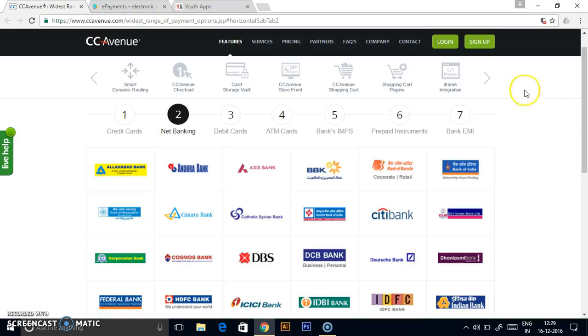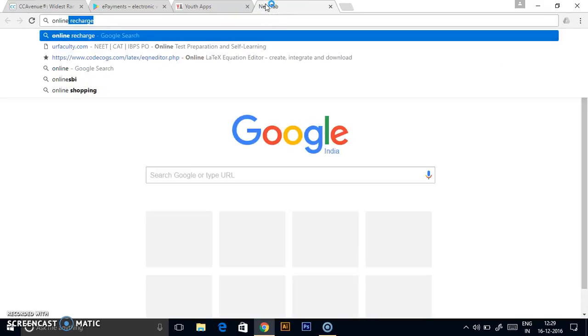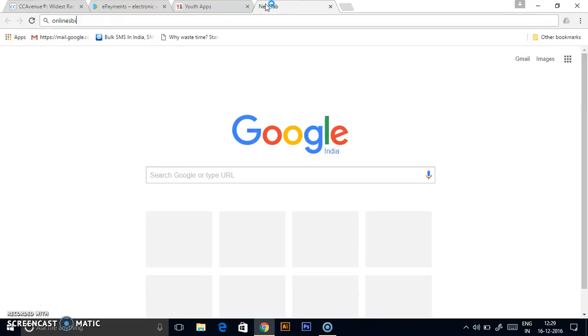For example, in the case of SBI, all that you have to do is type onlinesbi.com. When you type this, the internet banking page of SBI comes up.